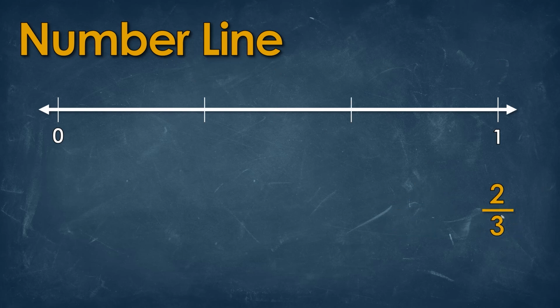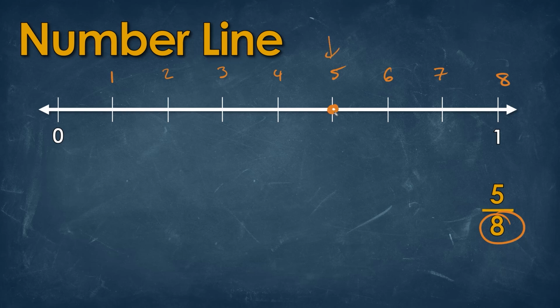Now let's take a look at 2/3. On our number line, we can see we have 1, 2, 3 total parts, right? 3 total parts, and we want to see where 2 of those total parts are, which is right here. Now what if we have 5/8? Well, we can see we have 1, 2, 3, 4, 5, 6, 7, 8 total parts, and where do 5 of those total parts line up on the number line, which would be right here.